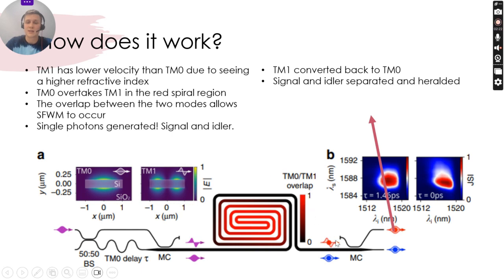Okay. So you've now got a signal and an idler photon co-propagating down this output waveguide here. And all that's left to do now is to separate these two out and convert the first order mode back into a zeroth order mode, just using the inverse process of over here. And so now it looks just like a normal heralded single photon source. You have a signal and idler, and you can just do what you would normally do with a single photon source of this type.